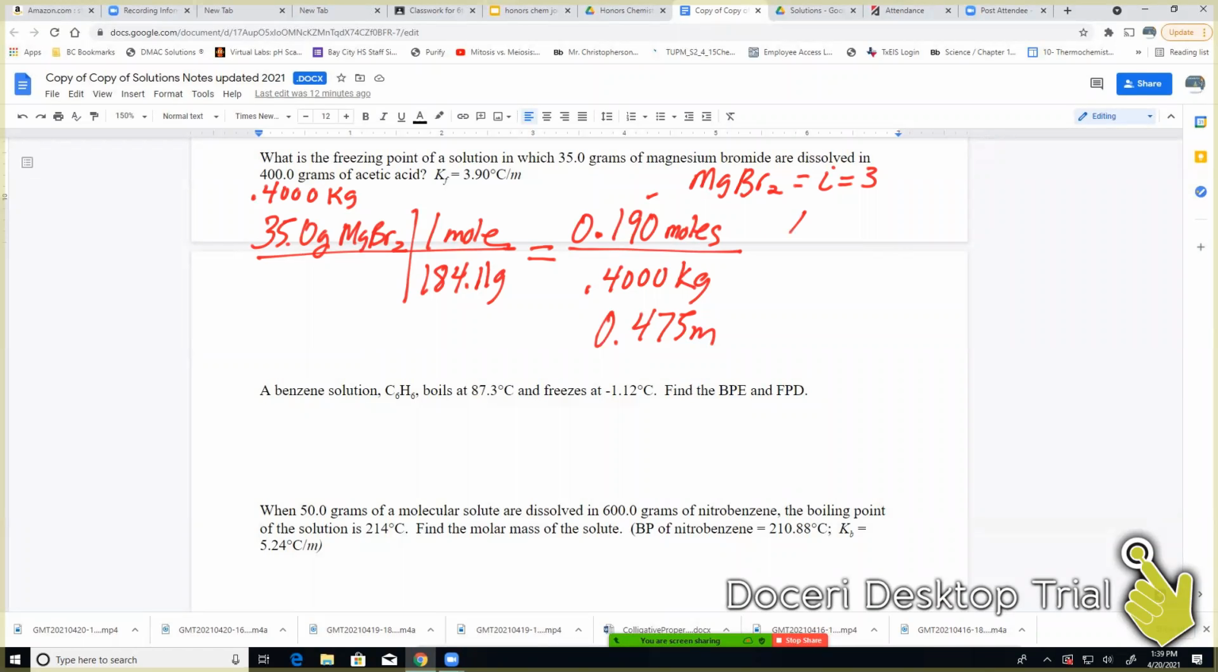So now we have to do our delta T. I have to find out what my change is. So that's my KF, which is right here, times my m, which I went to all the trouble to figure out. And then times my i, which was 3.